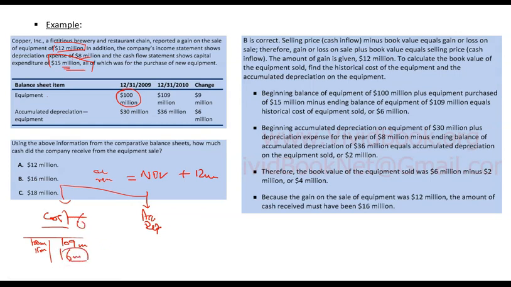So that means cost is 6 million, and for accumulated depreciation again we make an account in which we have 30 million at start, 36 million at end, and depreciation expense of 8 million. So 38 minus 36 will be 2 million. So 2 million is depreciation. 6 minus 2 will be your net book value, that is 4 million, and then gain is your 12 million. So 12 plus 4 is 16 million. B is your answer.